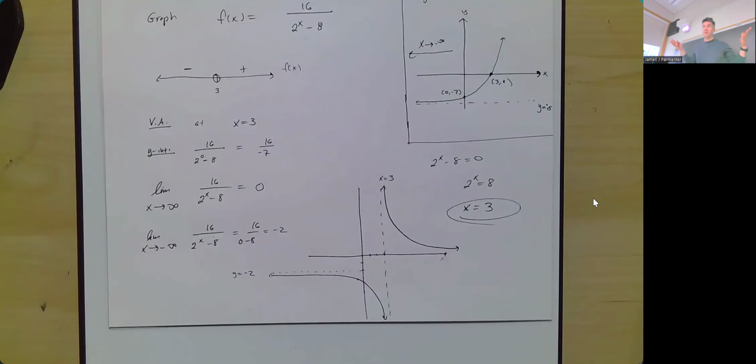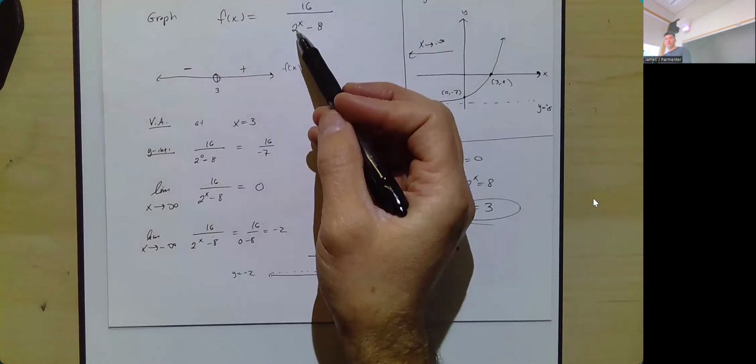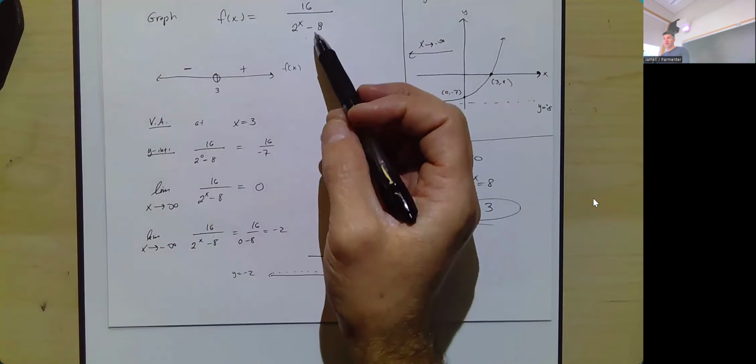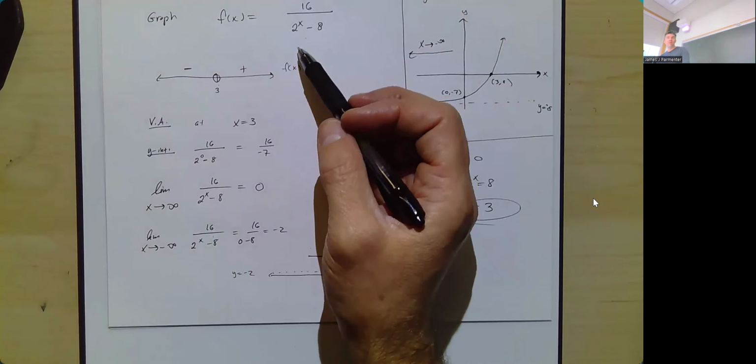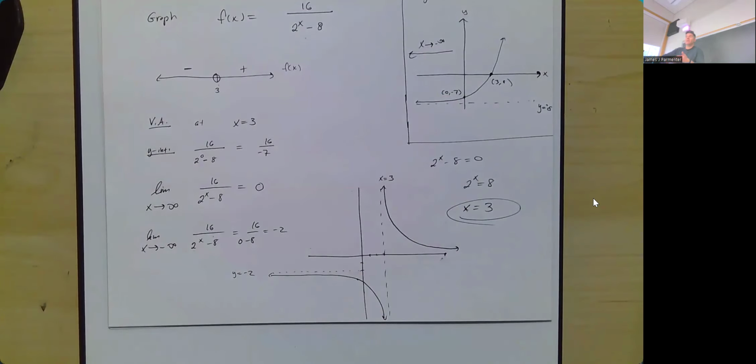And if the denominator is getting really, really close to 0, the fraction is getting big. Like here, right? When x gets really, really close to 3, 2 to a number that's really close to 3 is really close to 8, which means the denominator is really, really close to 0. And 16 divided by a super tiny number is infinitely large. It's really, really big. That's what's happening there.